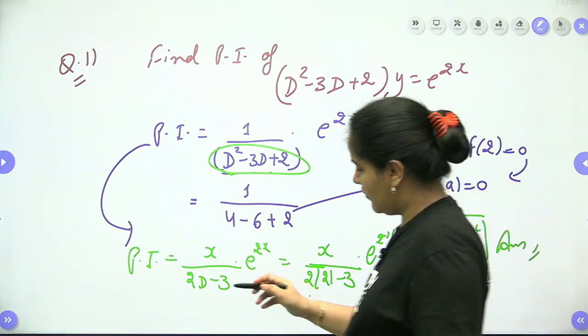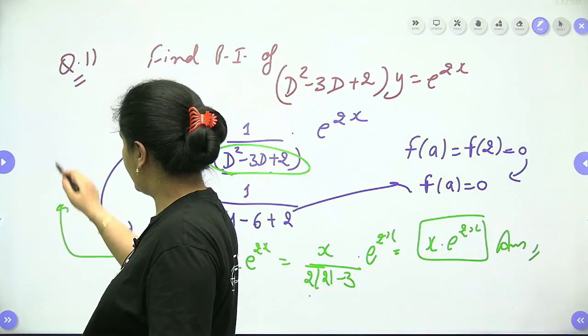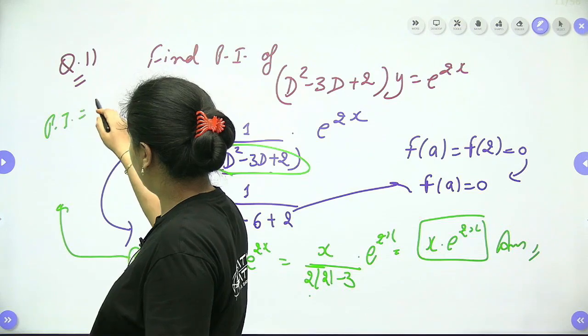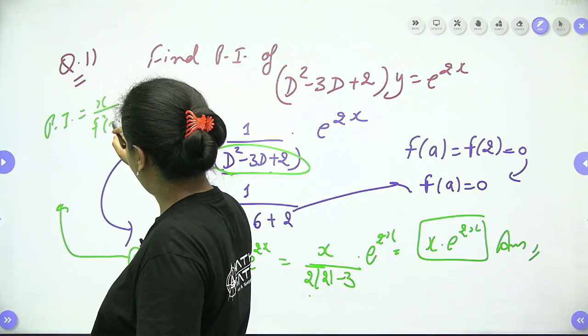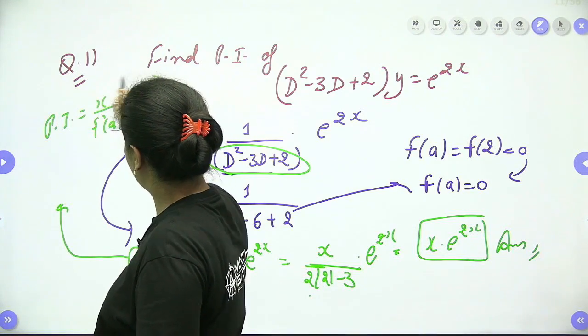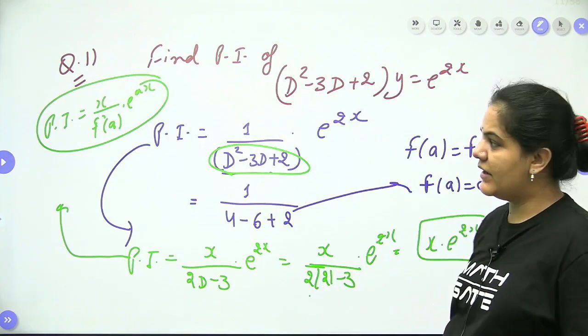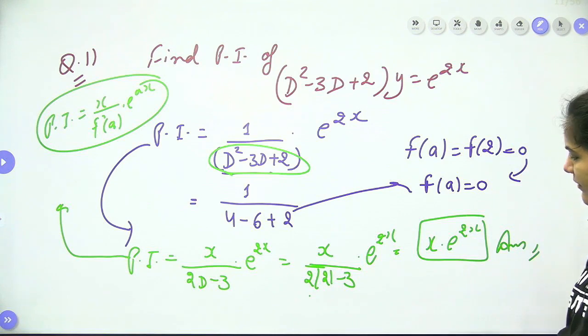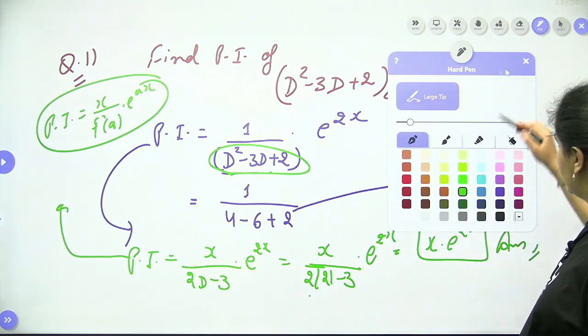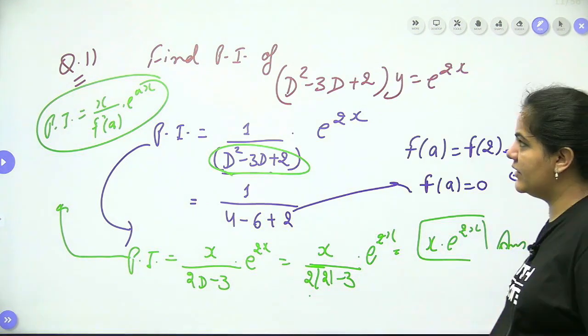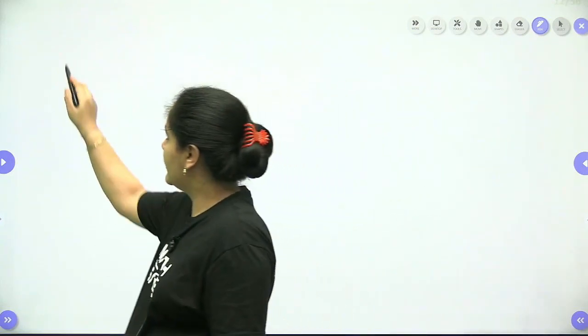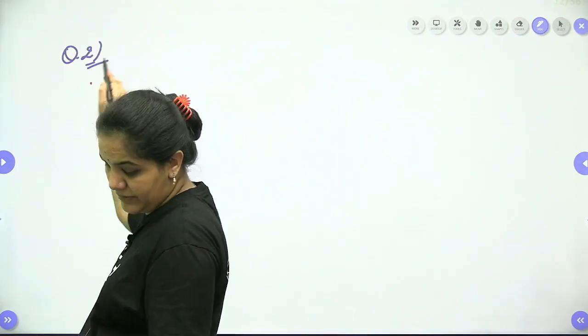Is it clear, guys? What did we approach here? We approached that PI will be x by f dash a into e^(ax), right? Clear, guys? So it's a simple thing to approach. We can easily go with this one. Let's have a discussion on one more example. Let me write down one more example for you.